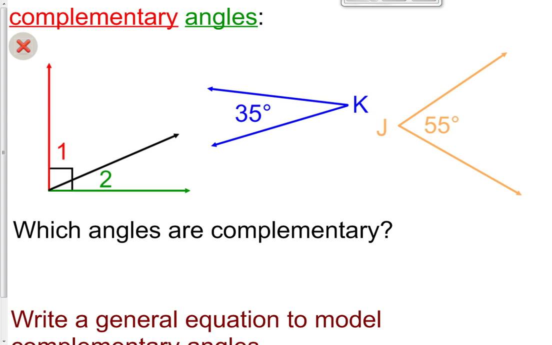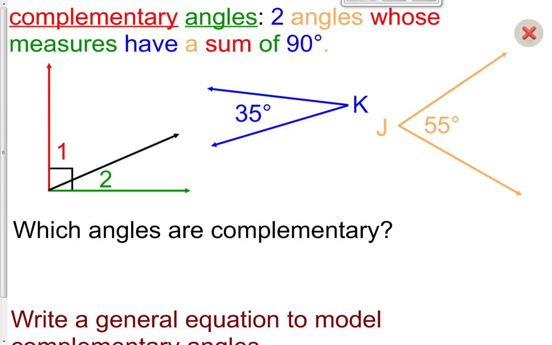Complementary angles. When two angles have a sum of 90 degrees, we call them complementary. Two angles whose measures have a sum of 90 degrees. So this box in the corner of this angle means that the angle is 90. So angle 2 might be 20 degrees and angle 1 might be 70 degrees. 20 plus 70 makes 90. Or maybe angle 2 is 30 and angle 1 is 60. Same thing: you add two angles together, and if they make 90 degrees, we call them complementary angles. So angle 1 and angle 2 are complementary.